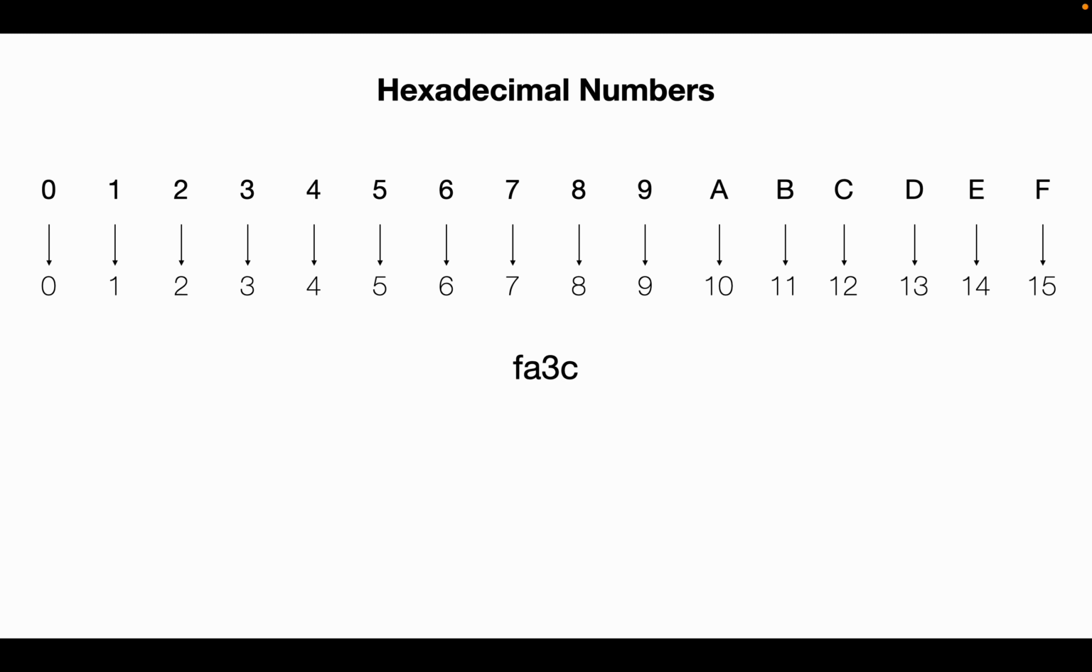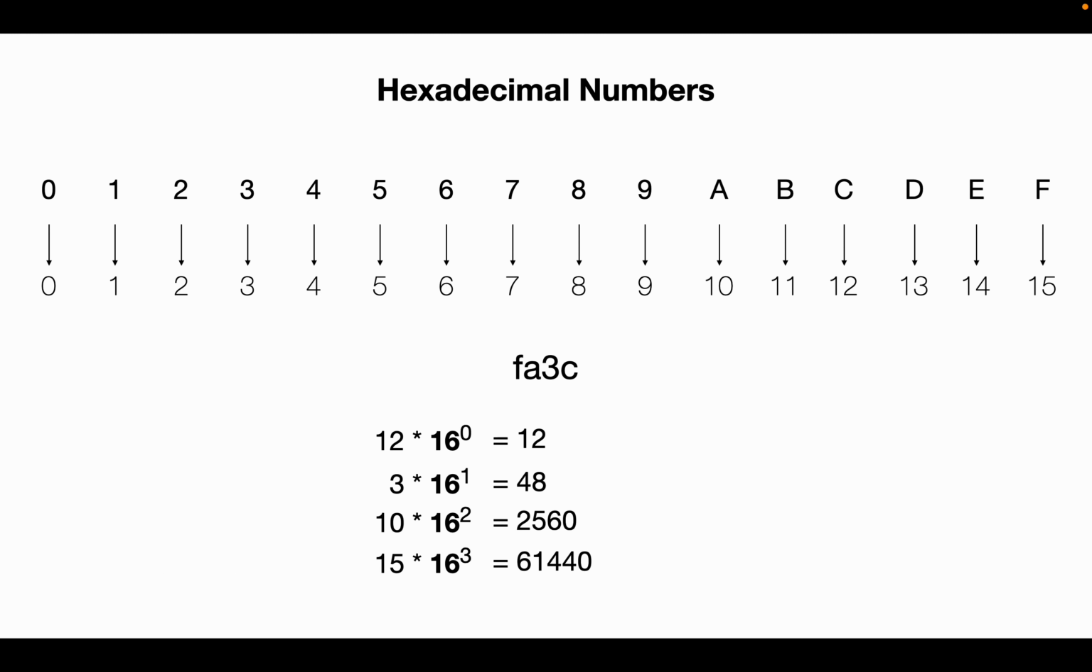FA3C. Just like before, we take each character and we multiply it by 16 to the power of something. So we take the first character, which is C. Now C is 12, and then similarly, 3 times 16 to the power of 1, and then the letter A is 10. So for A, we take 10 times 16 to the power of 2. And then for F, as you probably guessed, it's 15. So 15 times 16 to the power of 3, which is this. And then we add them all together. So the result is 64,000 something. So this hexadecimal number, FA3C, is equal to this number.